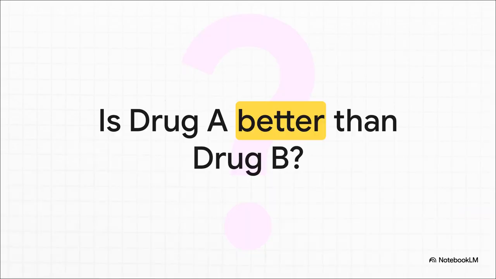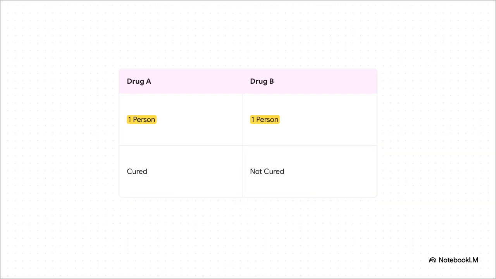To make sense of this, let's start with a really simple, practical question. Imagine we have two new drugs, drug A and drug B, and all we want to know is, is one of them actually better than the other? So, we run the tiniest experiment possible. We give drug A to one person, and hey, they're cured. We give drug B to another person, and they're not. So, can we stop right there? Can we declare drug A the winner?